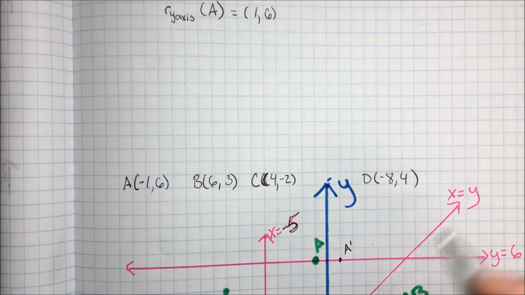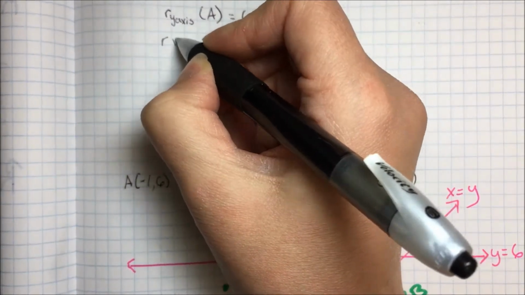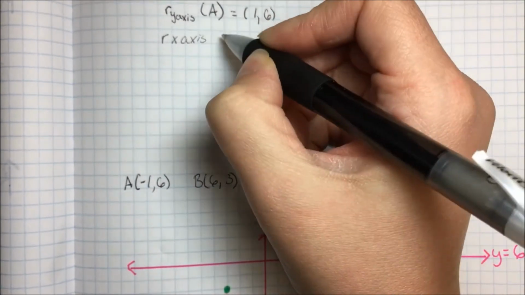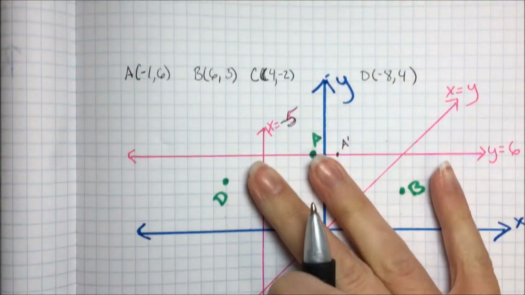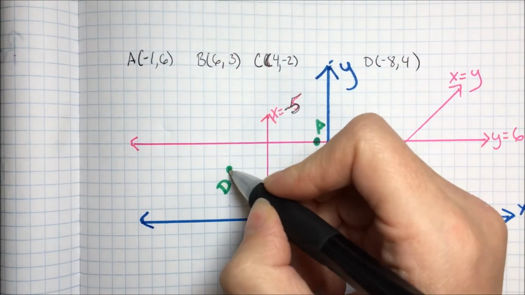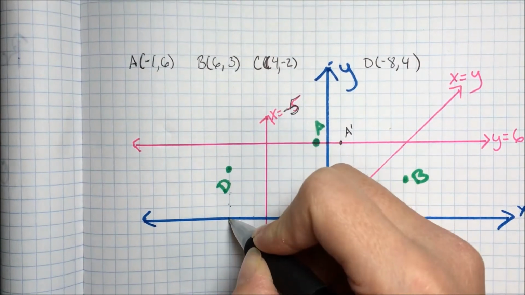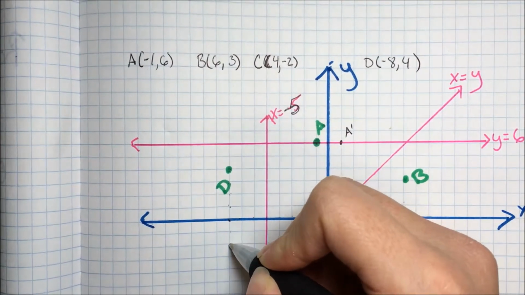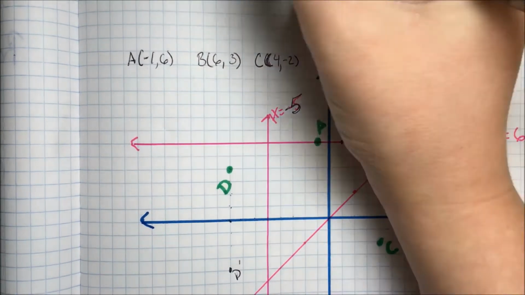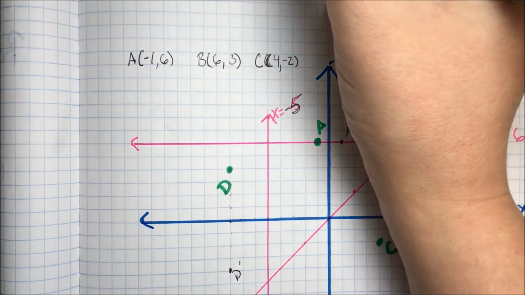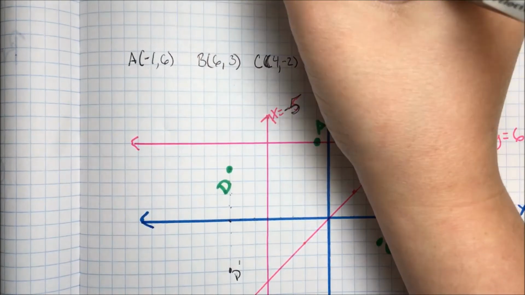Something a little bit more complicated, maybe I'll do the reflection in the x-axis of D. So I'm going to go down to D, and I'm going to count to the x-axis: 1, 2, 3, 4, and I'm going to count the same amount past: 1, 2, 3, 4. So there's D prime, and that would be -8, -4.